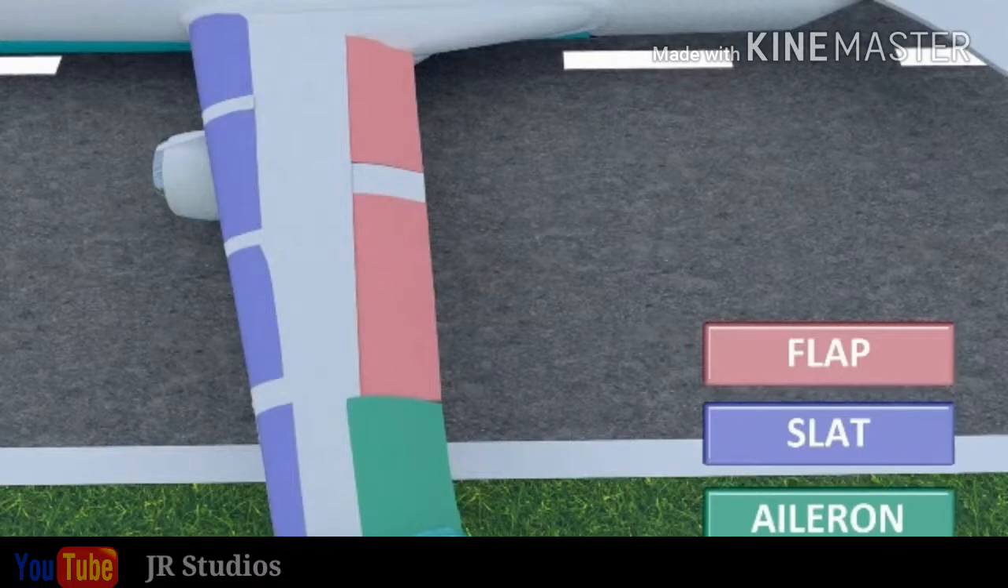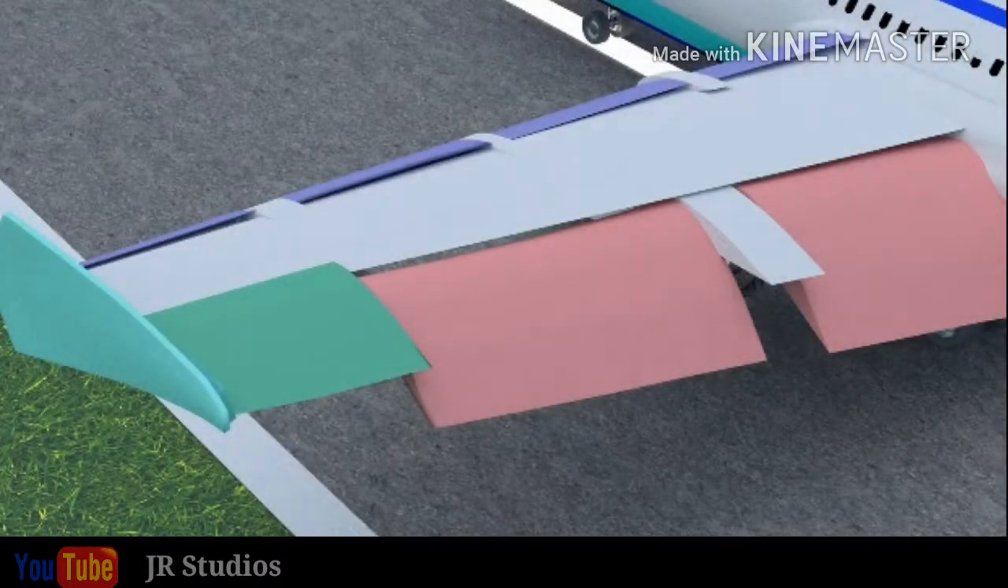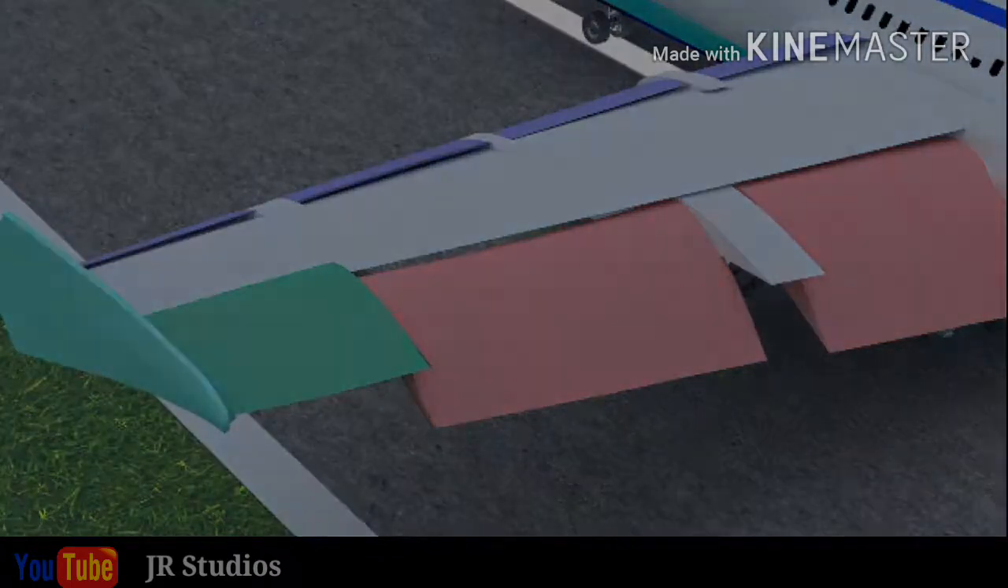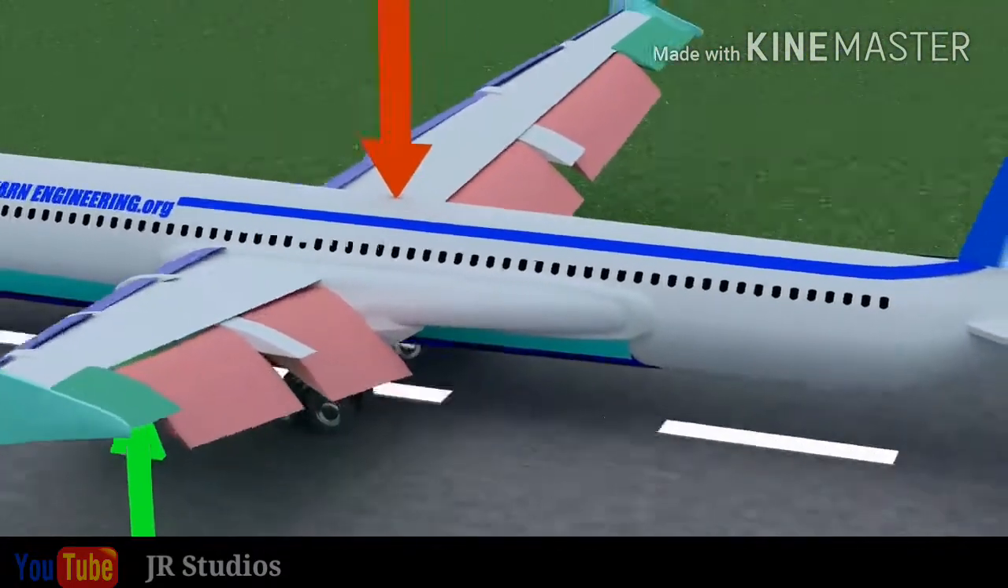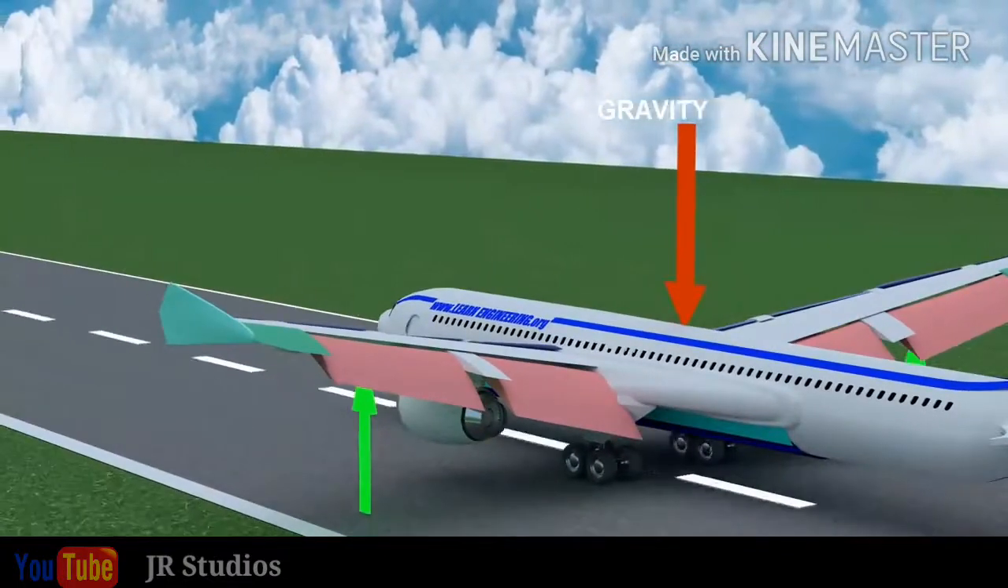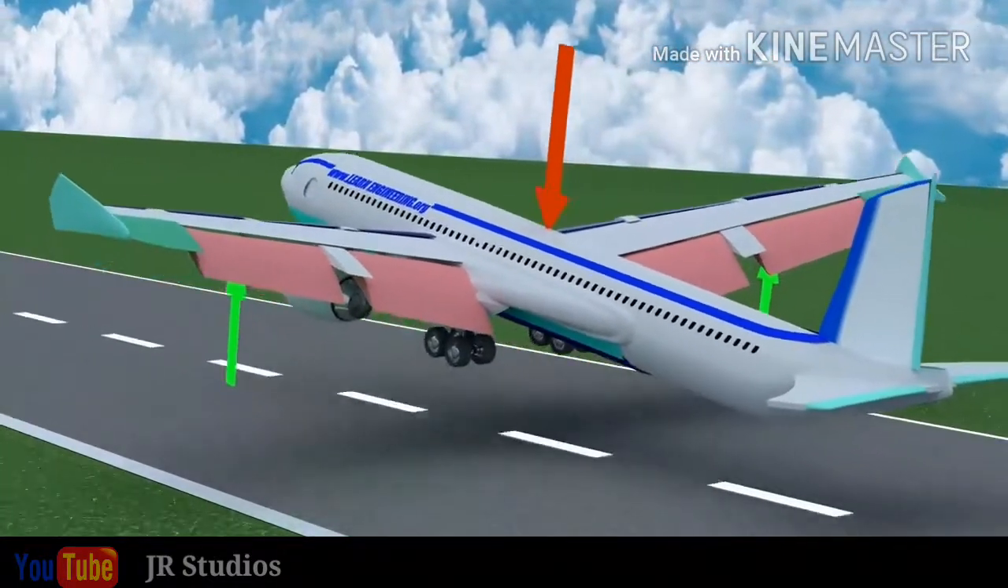Now let's have a closer look at the wings of the plane. During takeoff, the flaps and the slats of the wings are extended downwards. This increases the wing area and curvature of the foil, so more air is deflected downward. As a result, at a relatively low speed, a greater lift force can be applied to the plane. Finally, when the lift force is greater than the gravitational force, the plane takes off.